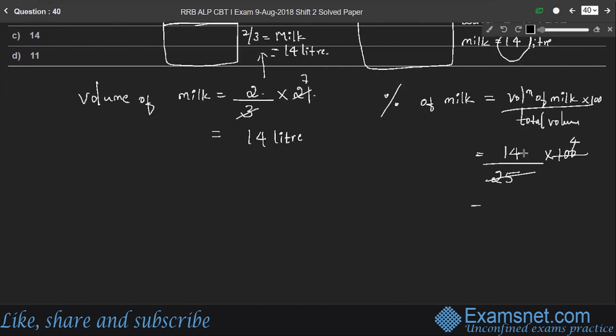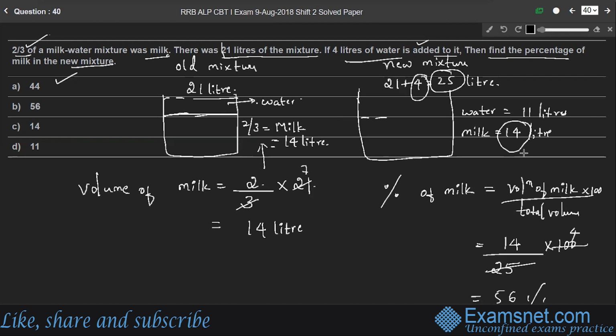So 14 into 4 is 56%. So in the new mixture, 56% is milk. That means 14 liters is 56% of 25 liters. So option B is the right answer.